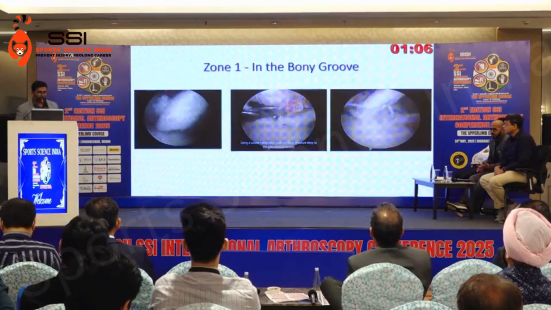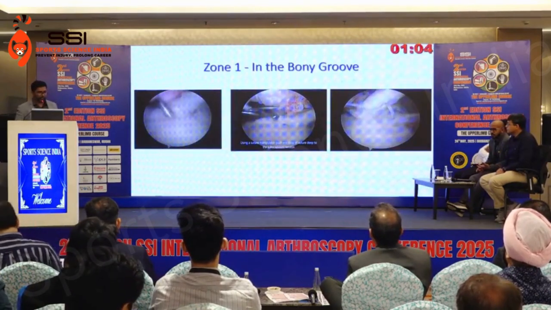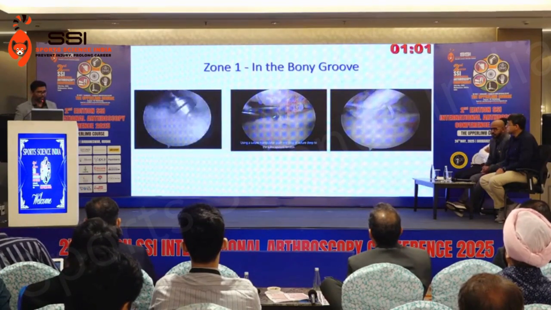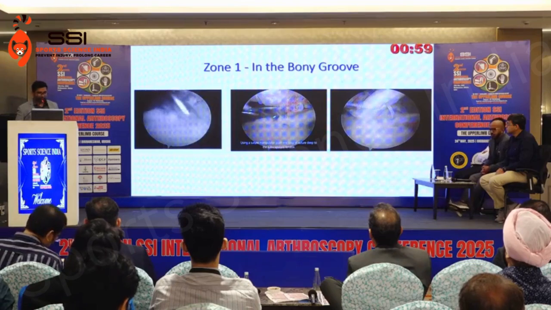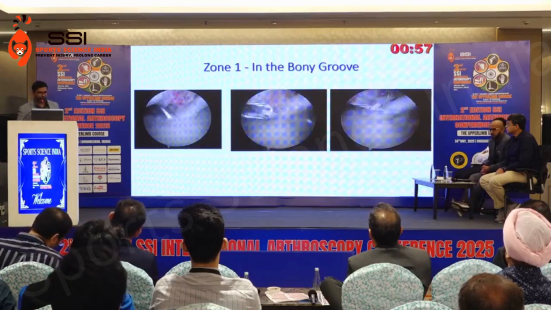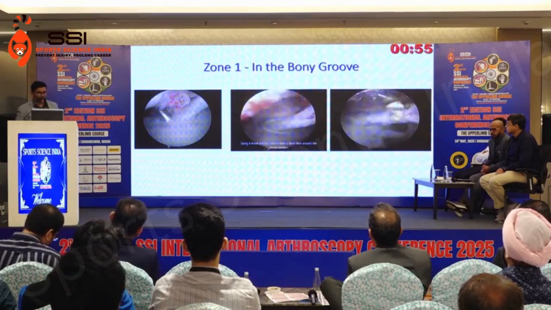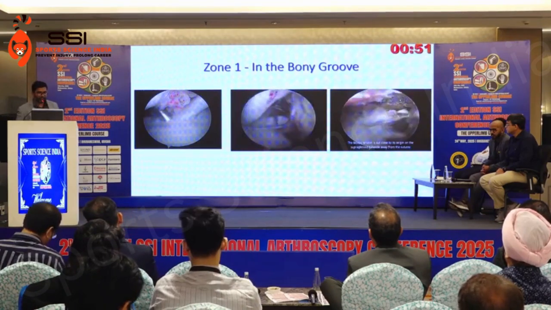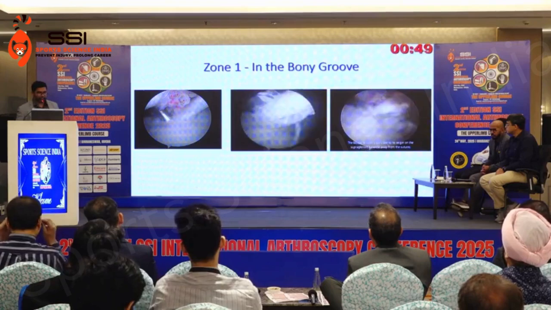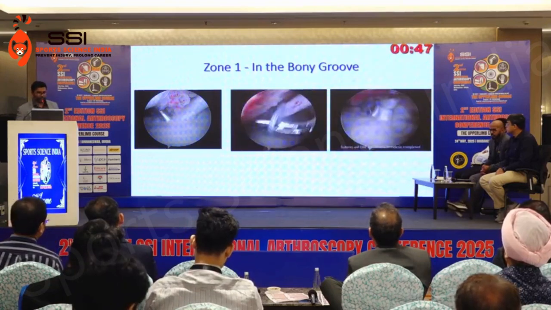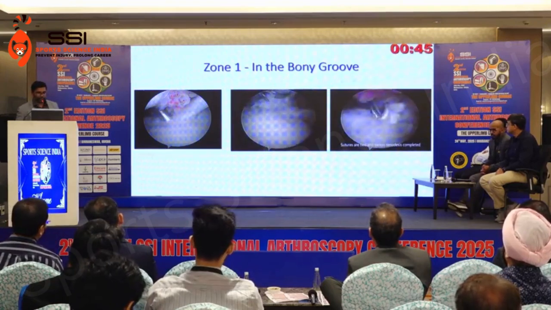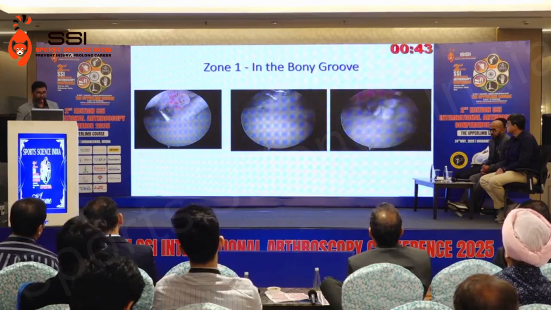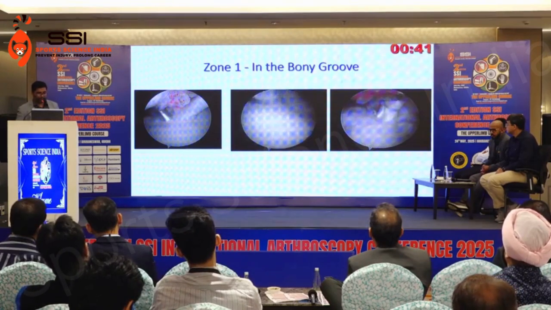Coming to zone 1, in the groove, which you can do from inside the joint, you can identify the groove, place your anchor, and then use whatever suture-passing device you want, either a suture piercing or tissue piercing device. I preferably use a Cleverhook. I use a lasso loop to do my biceps tenodesis. Once you do the loop, you can fix it in the groove.